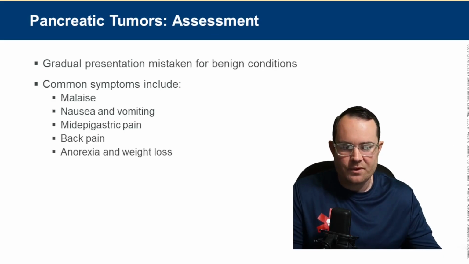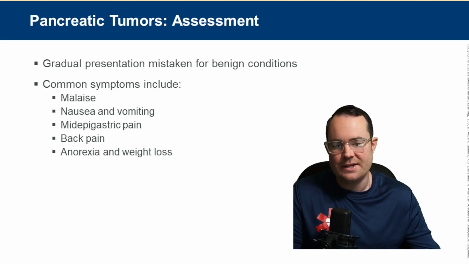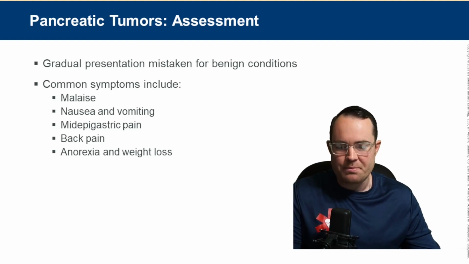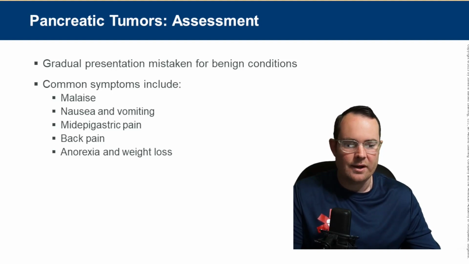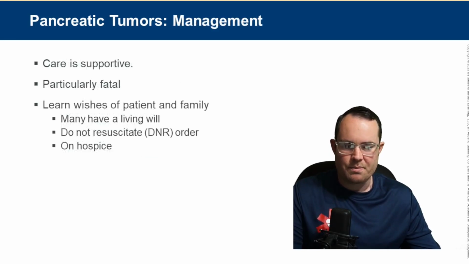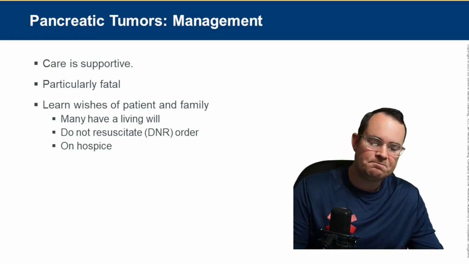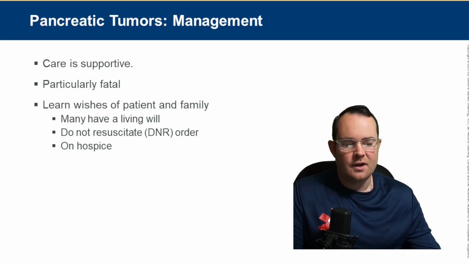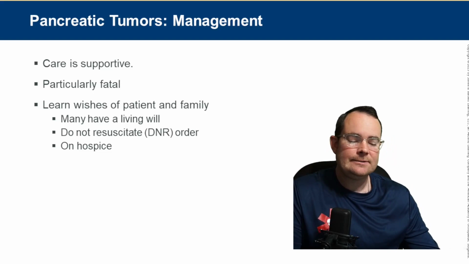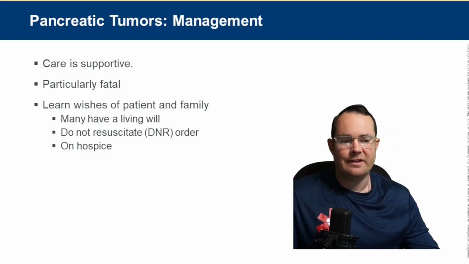Pancreatic tumors: gradual presentation mistaken for benign conditions, malaise, nausea, vomiting, mid-epigastric pain, back pain, anorexia, weight loss. These are with pancreatic tumors. It says particularly fatal. Wow, really bad. It says care supportive. Most of these patients will have a DNR. They know that this is like an end of life issue.